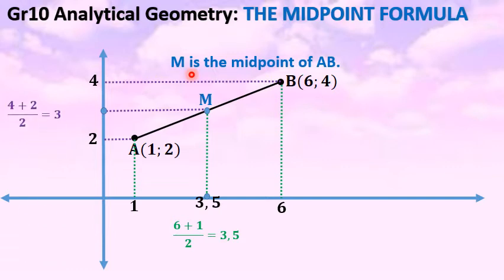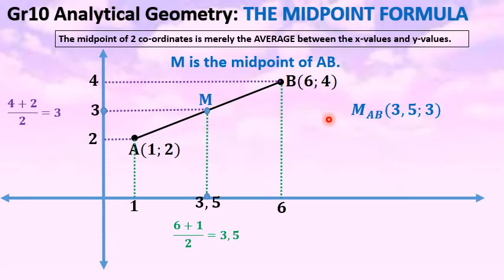What would the y value of the coordinate M be? We would add 4 and 2 together and divide by 2. We are finding the average between 4 and 2. Voila, that would give us 3. And so now we have the coordinate of M, which is the midpoint of AB.